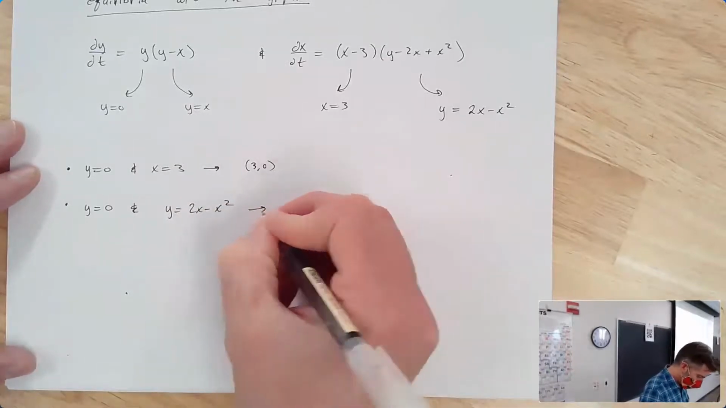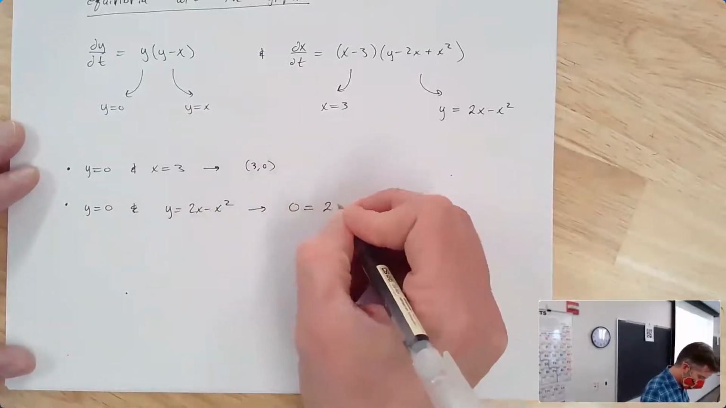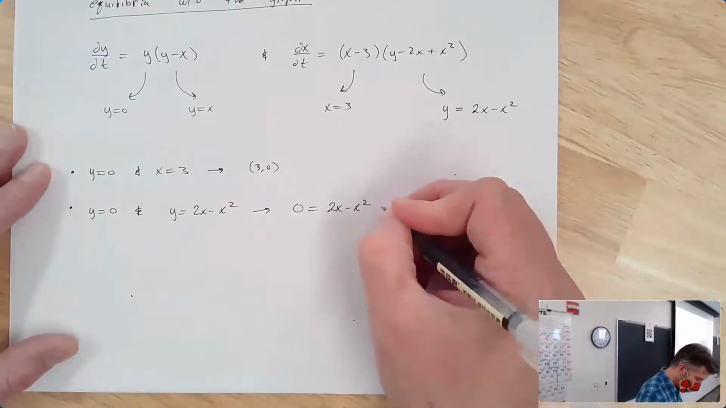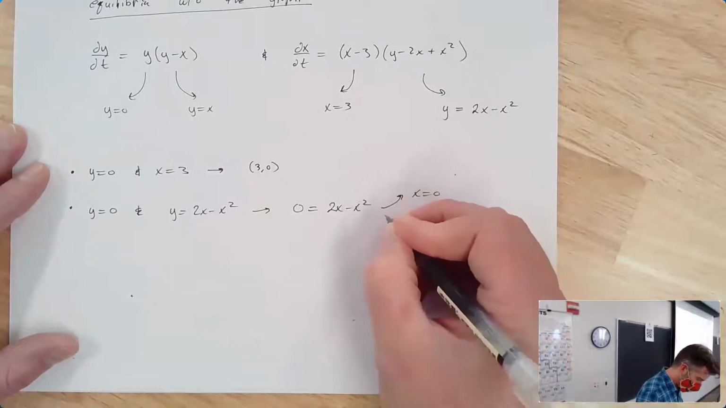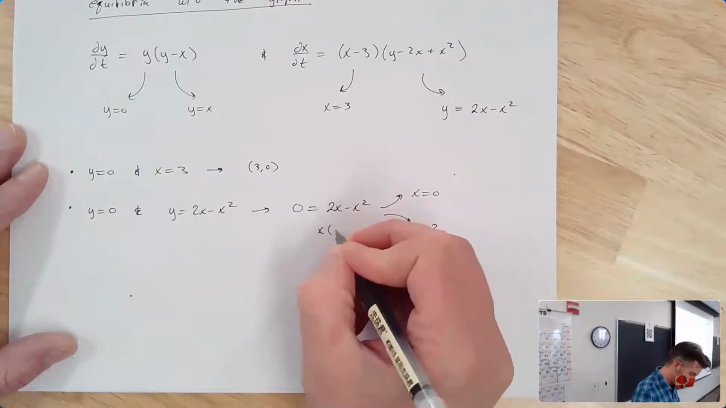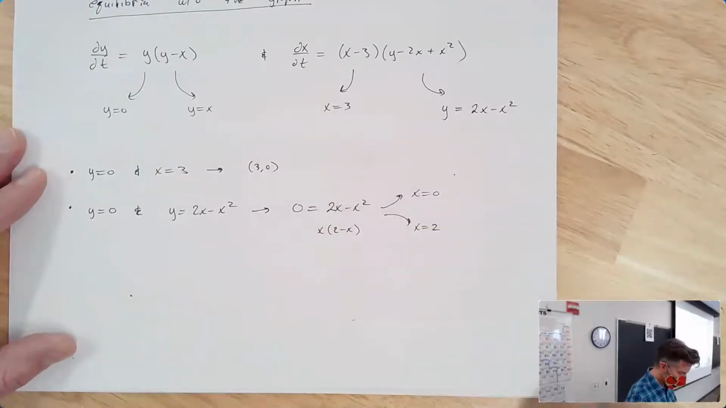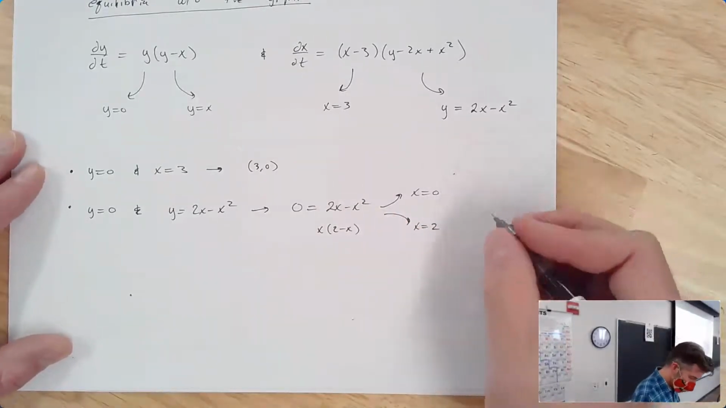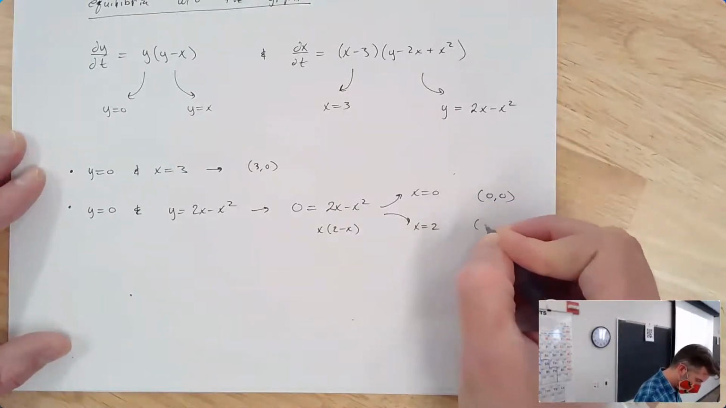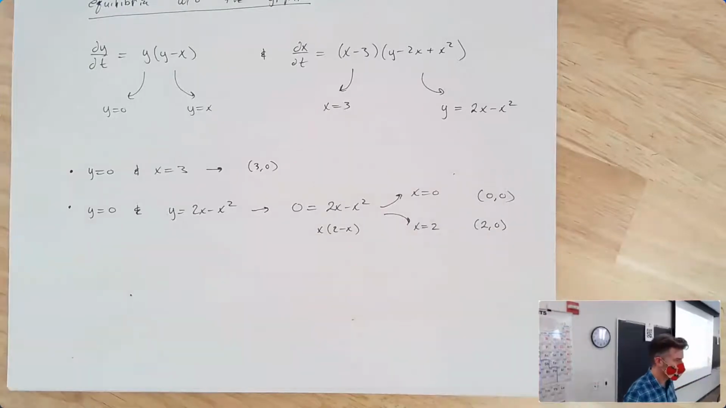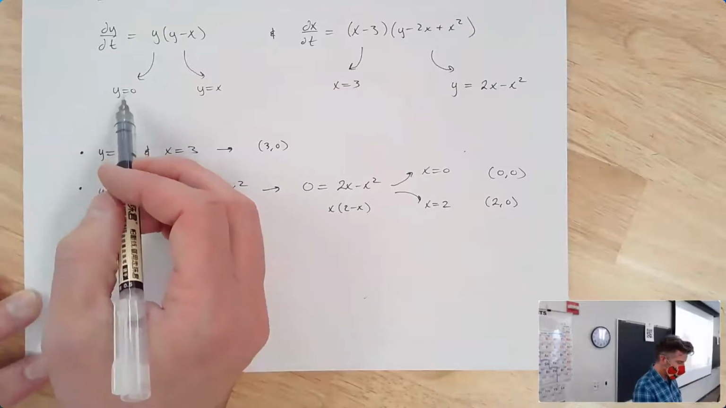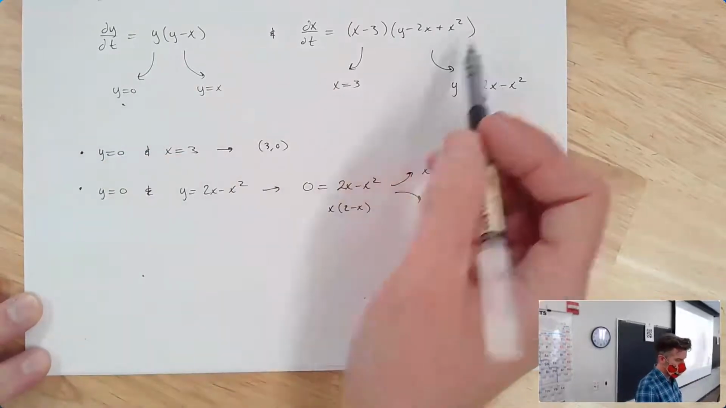So that's going to give me the equation 0 equal to 2x minus x squared. And that's going to give me two possible solutions for x. x is either going to be 0 or x is going to be 2, which I would get by factoring this. So that gives me two equilibria. It gives me the point x is 0, y is 0, or x is 2, y is 0. So that exhausts all the ways y can be 0.